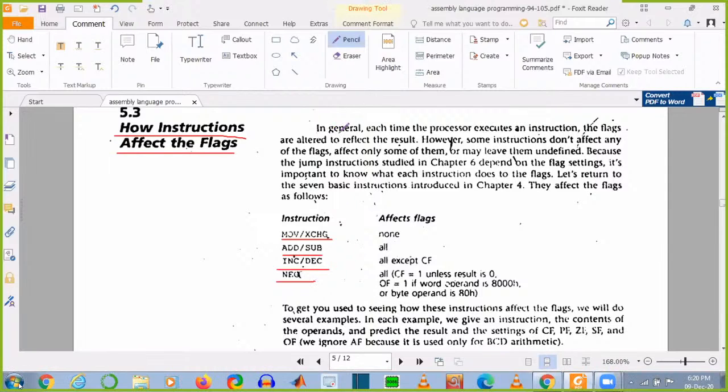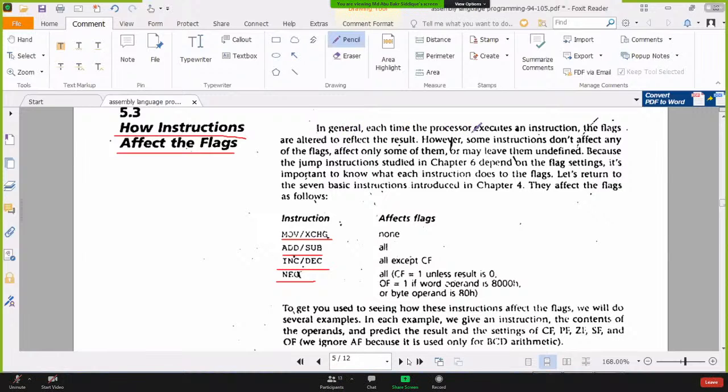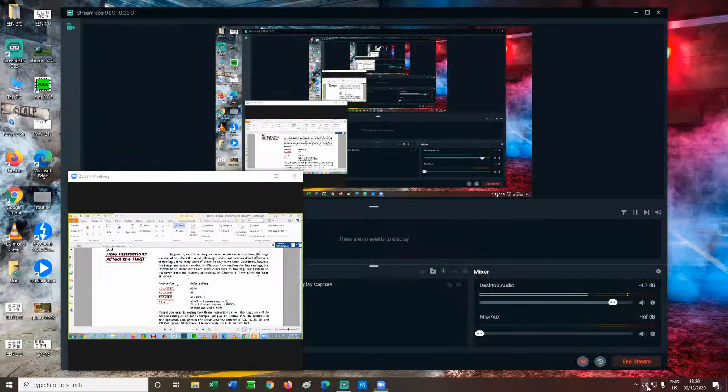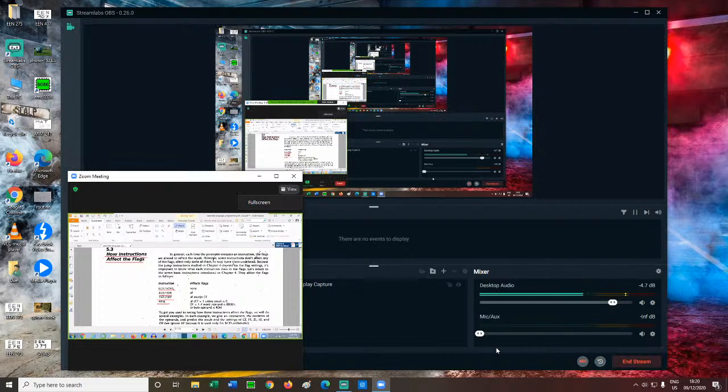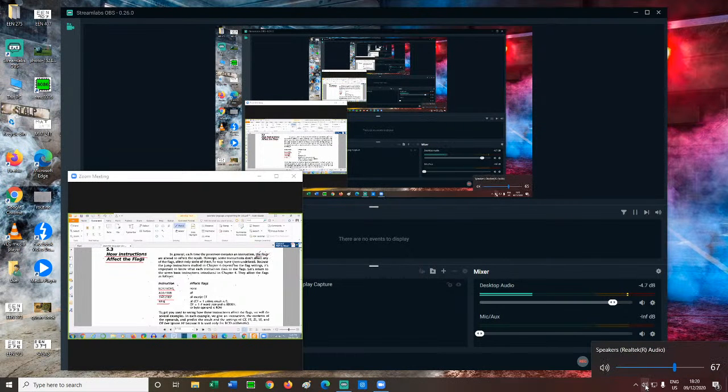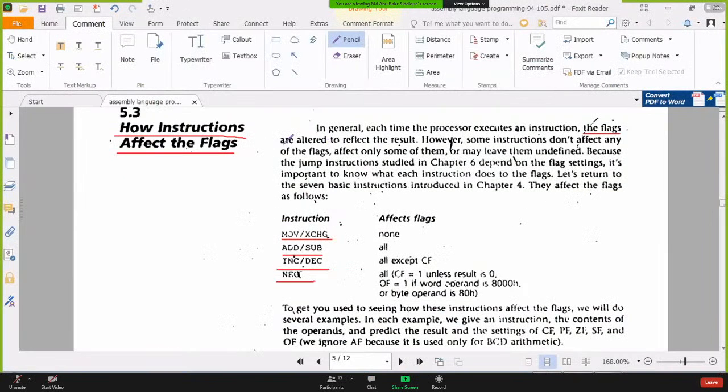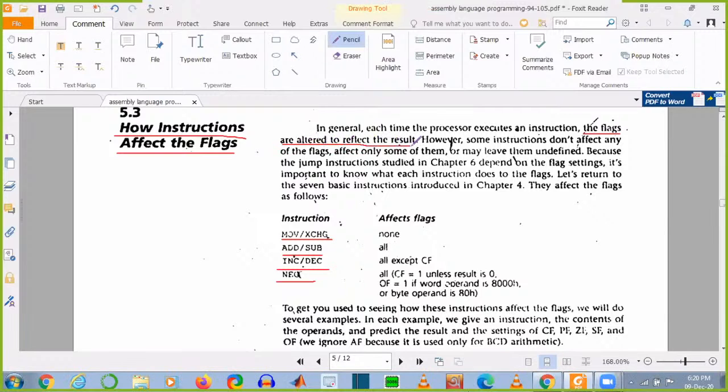What it says is, in general, each time the processor executes an instruction, the flags are altered to reflect the results. So when you perform an operation, the flags are altered depending on the result of the operation. Okay, so the flag value will alter. So how many flags are there? From our previous discussion, can you say how many flags there are?